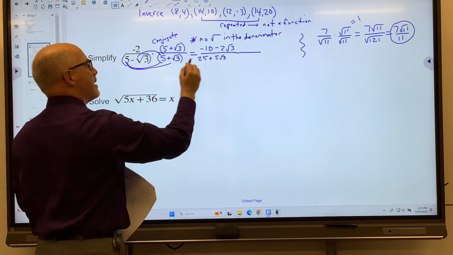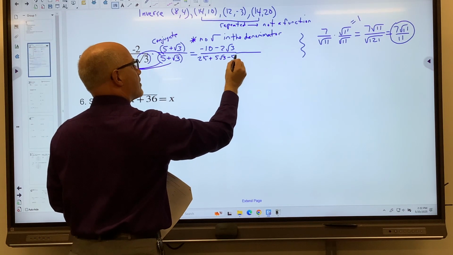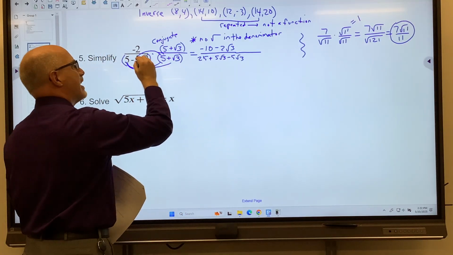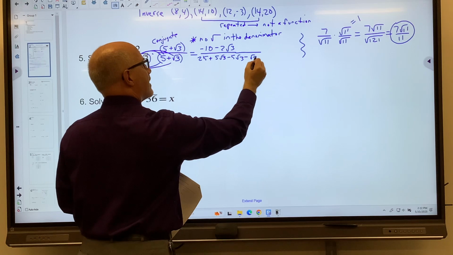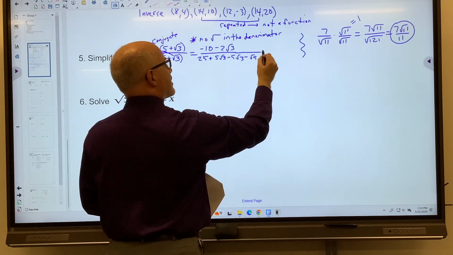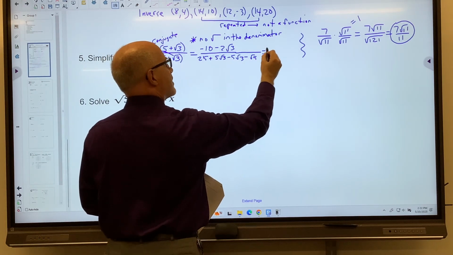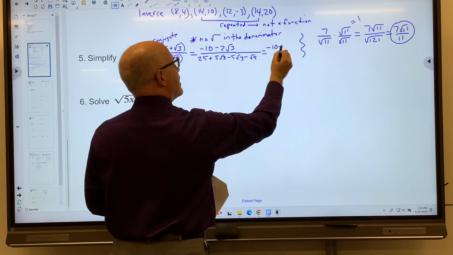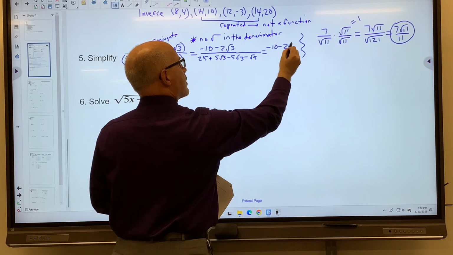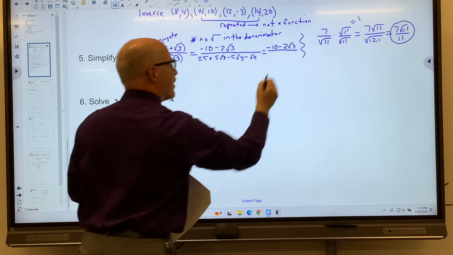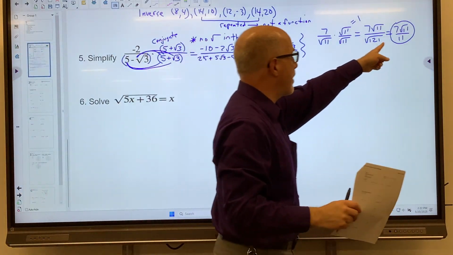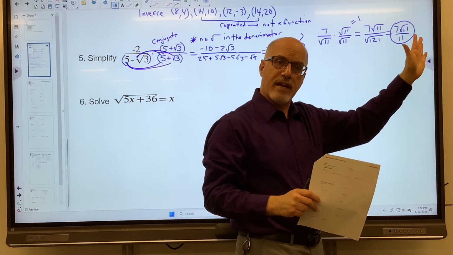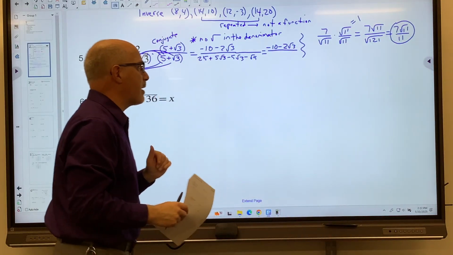Negative square root of 3 times 5 is negative 5 square roots of 3. And then negative square root of 3 times square root of 3 is negative square root of 9. All right, so notice in the top, I just leave it. I can't combine these two. So negative 10 minus 2 square roots of 3 over. Now our goal, remember, was to get rid of square roots in the bottom. This one we got rid of the square root at the bottom. Same value, different form, no square root at the bottom.